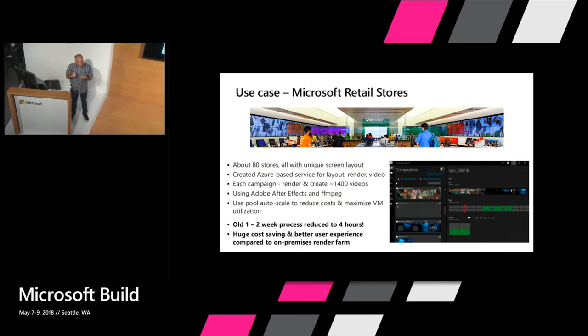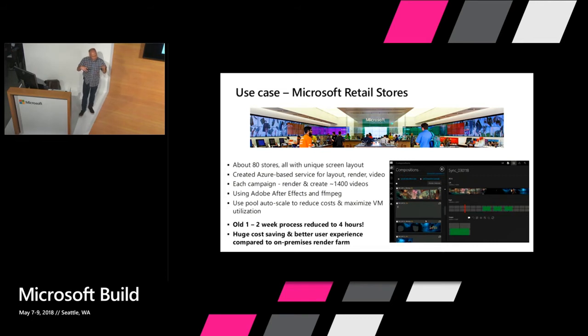But then the big thing is, while you're laying them out and you want to try stuff out, but also before pushing that final button, you need to be able to render all the individual frames and then push them into a movie file, a video file, to be played on all the screens. So when they push that button, they need to render and create 1,400 videos. They use Adobe After Effects and ffmpeg to do that.